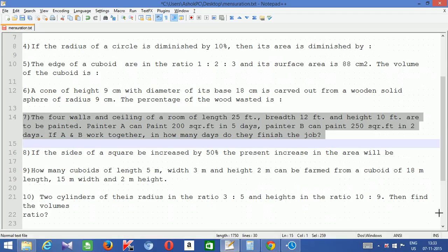Okay. Now the question is, painter A can paint 200 square feet in 5 days. He is capable of doing that job. Painter B can paint 250 square feet in 2 days. So the total square feet we got is 1040 square feet, right? So now if A and B work together, in how many days do they finish the job?